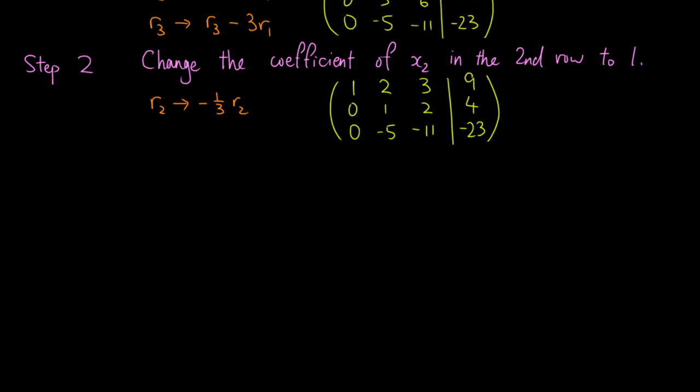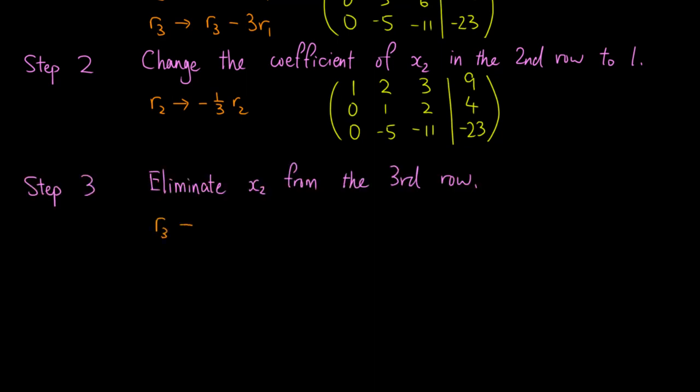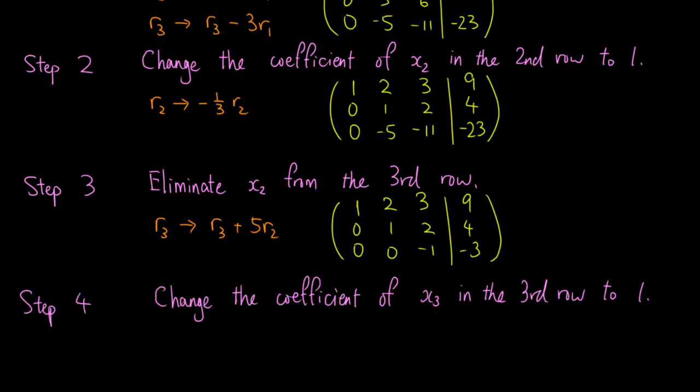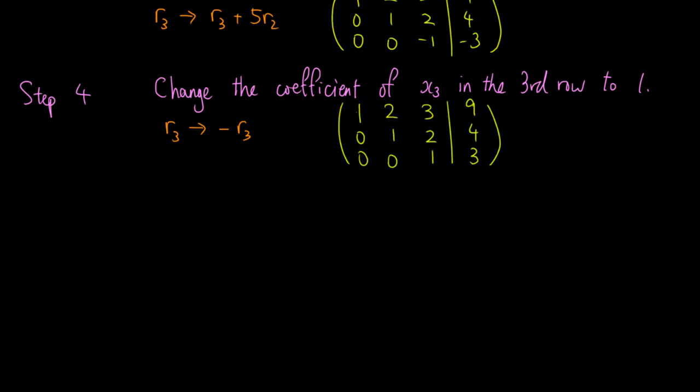The third step is to eliminate x2 from the third row, and we can do so by replacing the third row by the third row plus 5 times the second row. We get the following augmented matrix. Observe that the second number in the third row becomes 0, so x2 is eliminated. The fourth step is to change the coefficient of x3 in the third row to 1, and we can do so by multiplying the third row by negative 1. We get the following augmented matrix.